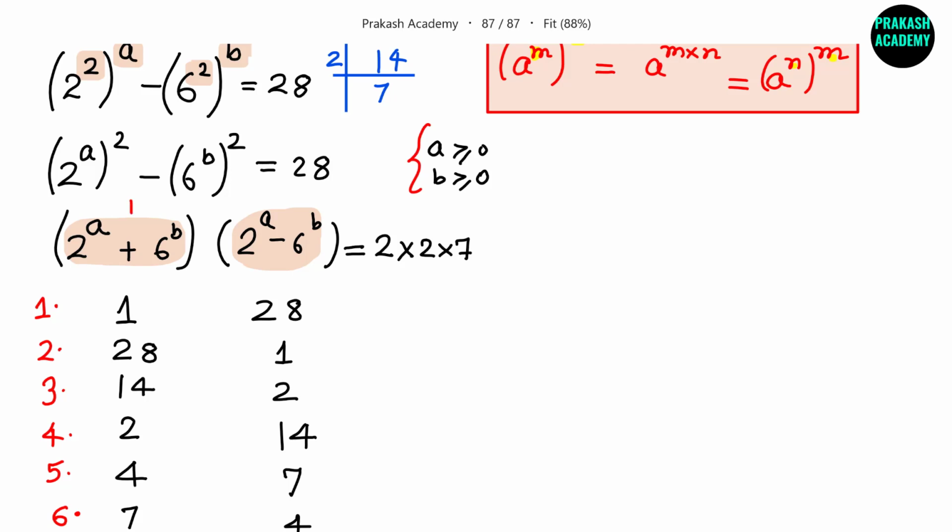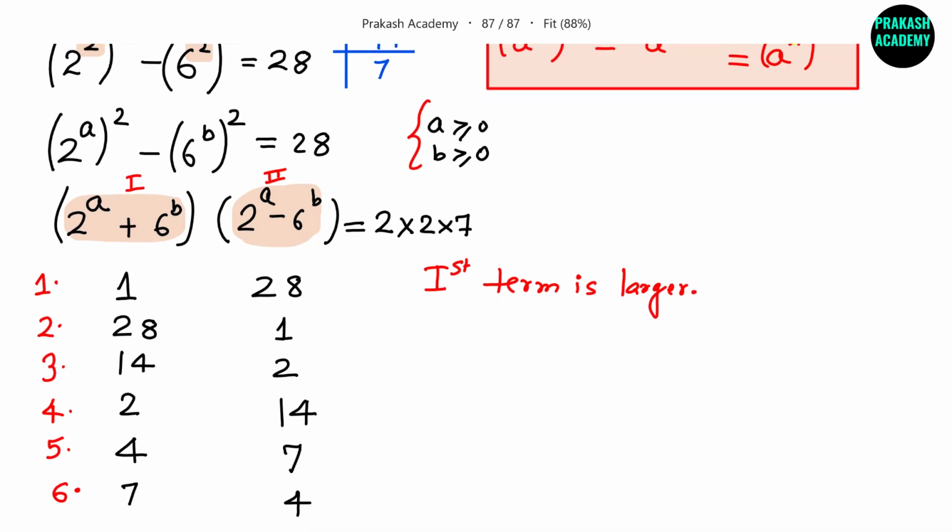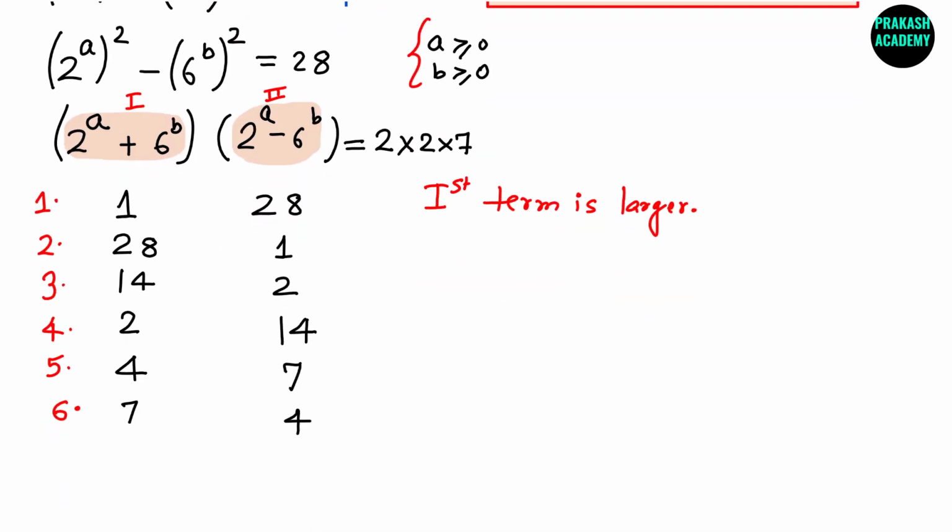So if I call this the first term and this the second term, the second term is always larger. So this is the first observation. Second term, no, first term, sorry. First term, because of the plus, is the larger or bigger term compared to the second term. So now which solutions will be ruled out? First term is larger. In this case, first term is smaller, so this gets ruled out. This also is ruled out, first term is smaller. So three solutions we have ruled out.